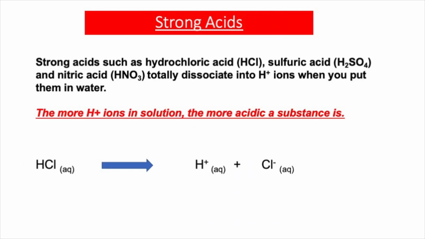We've also learnt that strong acids, such as hydrochloric acid, sulfuric acid, and nitric acid, totally split up into H+ ions when you put them in water. The more H+ ions in solution, the more acidic a substance is. The equation here shows hydrochloric acid splitting up into H+ ions and Cl- ions. And as the arrow only goes in one direction here, we can assume that hydrochloric acid is a strong acid, as it totally splits up into H+ ions when placed in water.